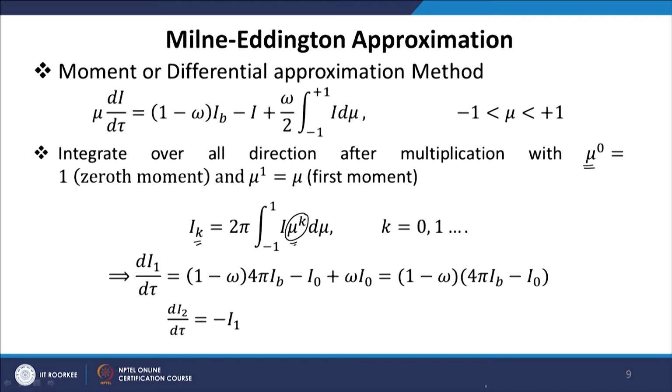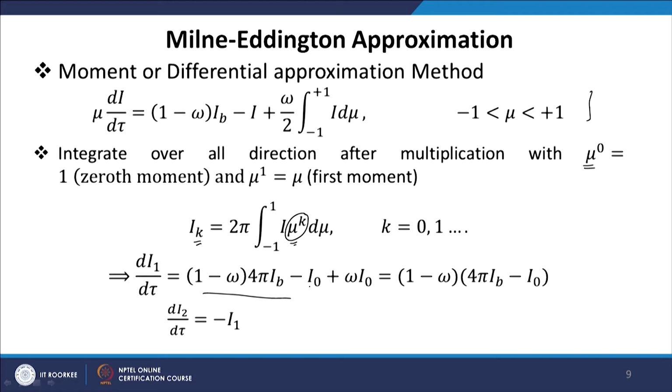Okay. So, in mathematics this is called the moment method. When we multiply by mu 0, that is 1, it is called the 0th moment. So, we multiply this equation, the radiative transfer equation, first by 1 and integrate over all the solid angles. When we integrate over all the solid angles, the equation is basically transformed to dI1 by d tau, where I1 is the first moment, and the right hand side simply becomes (1 minus omega) 4 pi Ib minus I0 plus omega I0.